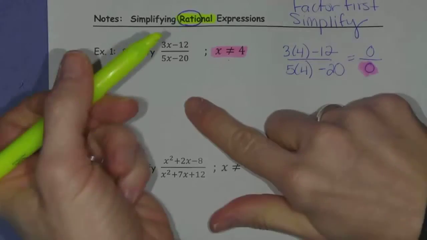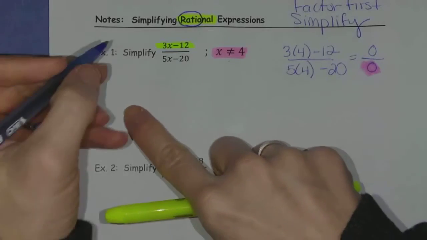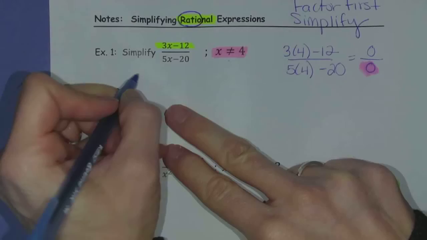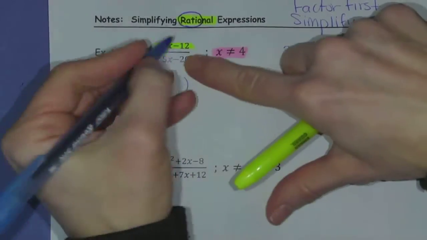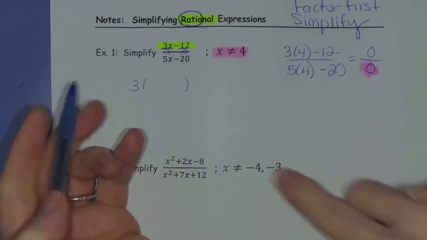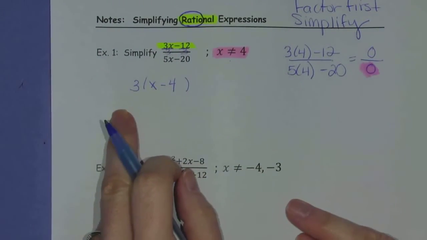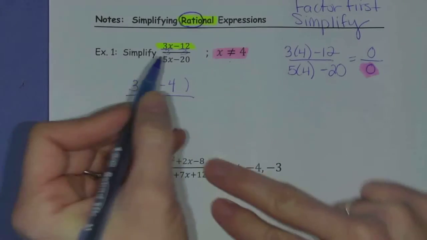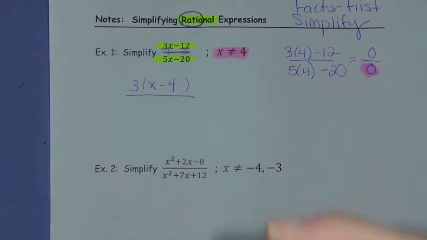Let's try to factor 3x minus 12. Now you know the first thing we always look for is a GCF, and the GCF of 3x and 12 is simply 3. So we're going to pull that out. Now what are we left with? Well, we divide each of these by 3, and 3x divided by 3 is x, and 12 divided by 3 is 4. And that's about as much as I can do with that. That is completely simplified.